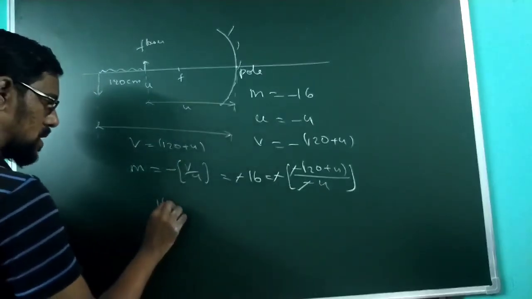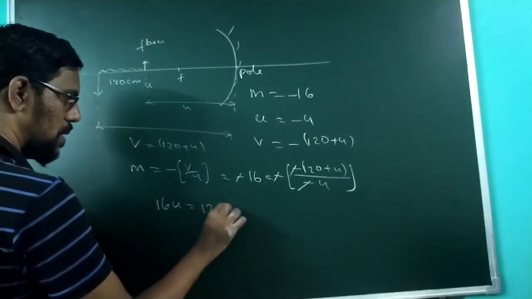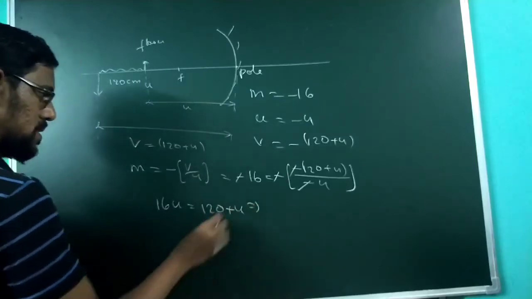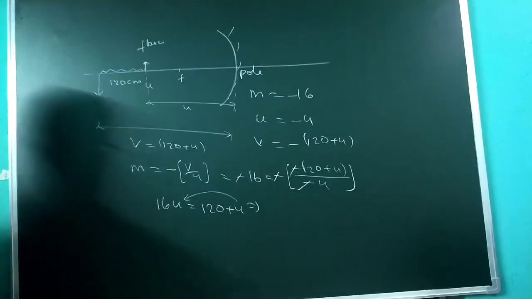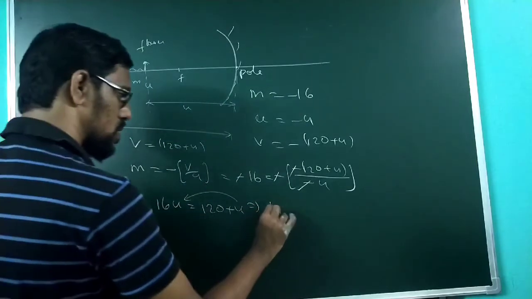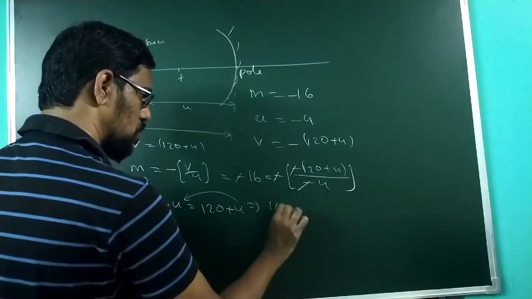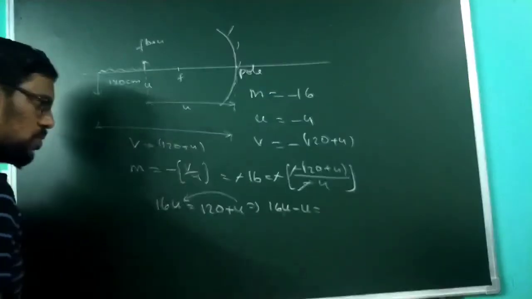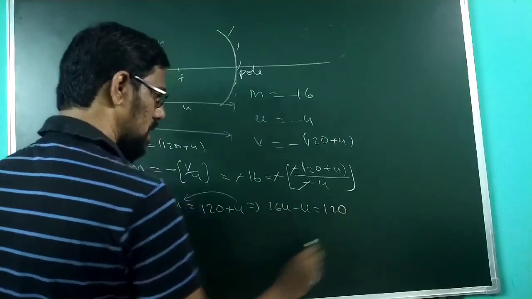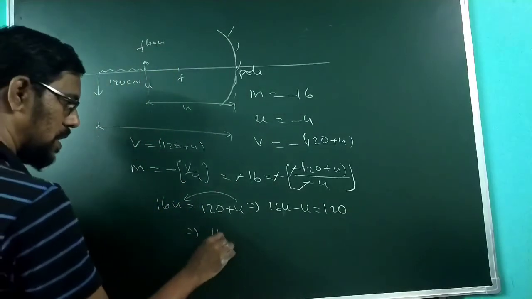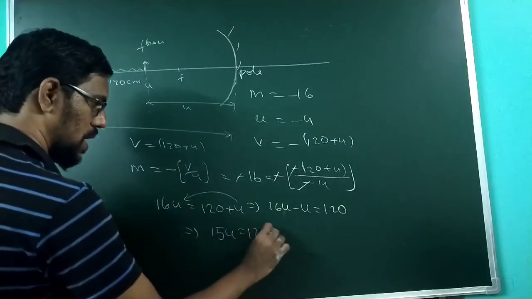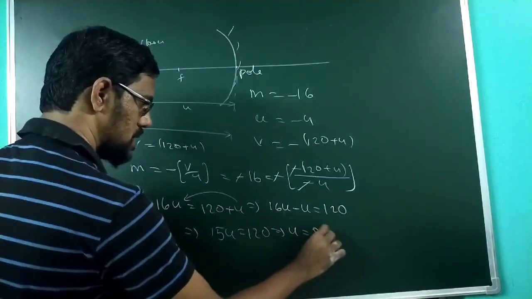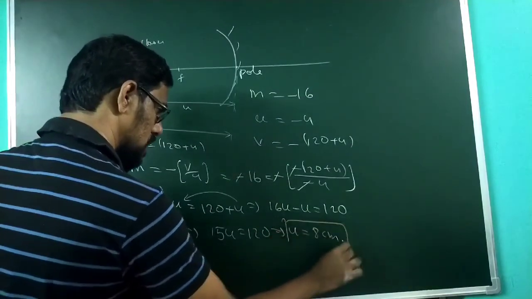So 16 into U is equal to 120 plus U, that implies 16U minus U is equal to 120, therefore 15U is equal to 120, that implies U is equal to 8 centimeter. This is the right option.